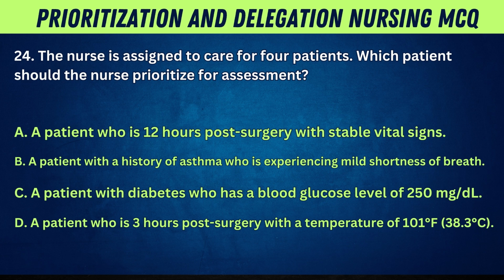24. The nurse is assigned to care for 4 patients. Which patient should the nurse prioritize for assessment? A. A patient who is 12 hours post-surgery with stable vital signs. B. A patient with a history of asthma who is experiencing mild shortness of breath. C. The patient with diabetes who has a blood glucose level of 250 milligrams per deciliter. D. A patient who is 3 hours post-surgery with a temperature of 101 degrees Fahrenheit, 38.3 degrees Celsius.